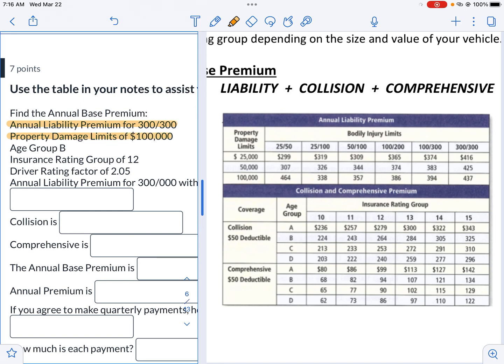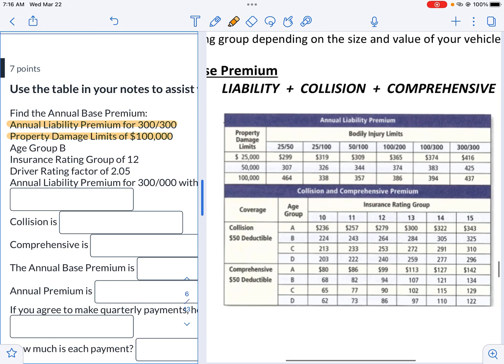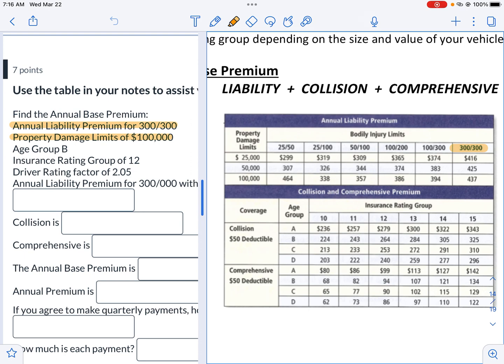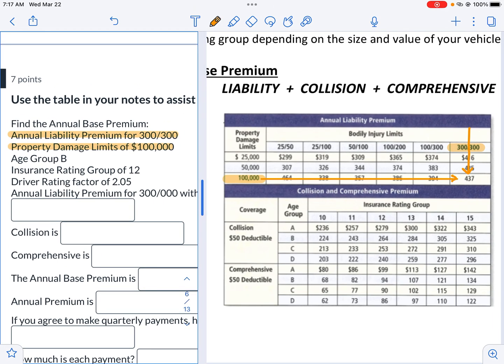So we come over to our table and we find 300, and we find $100,000. So we are going to go down 300, and we're going to go across $100,000. And we are going to find the number 437. So right here, we are going to put $437.00.